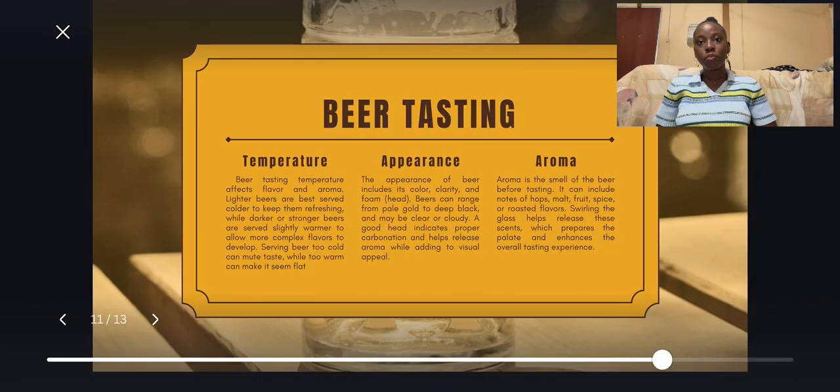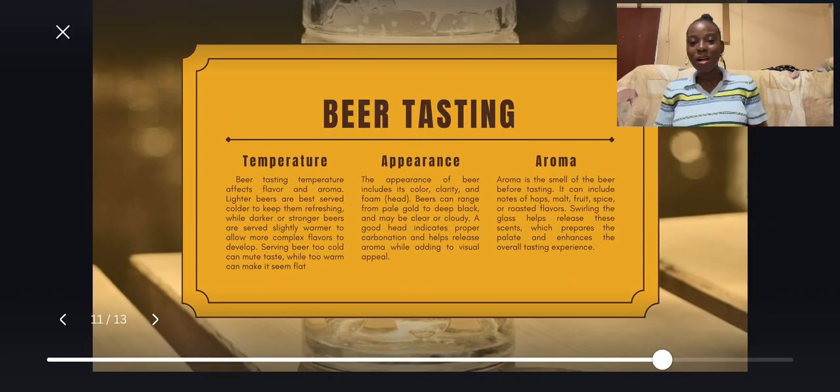When we serve beers too cold, it can mute the taste, and too warm can make it seem flat and just unenjoyable. When we talk about the appearance of the beers, we also have to include the color, the clarity, and the foam, which we can also call the head of the beer. The beers can range from a pale gold to a deep black, and may be clear or cloudy. A good head includes proper carbonation and helps release aroma while adding to the visual appeal. So when you see a pretty beer with the foam on top, you want to taste that beer. You want to be like, what is this? You smell it before you even taste it.